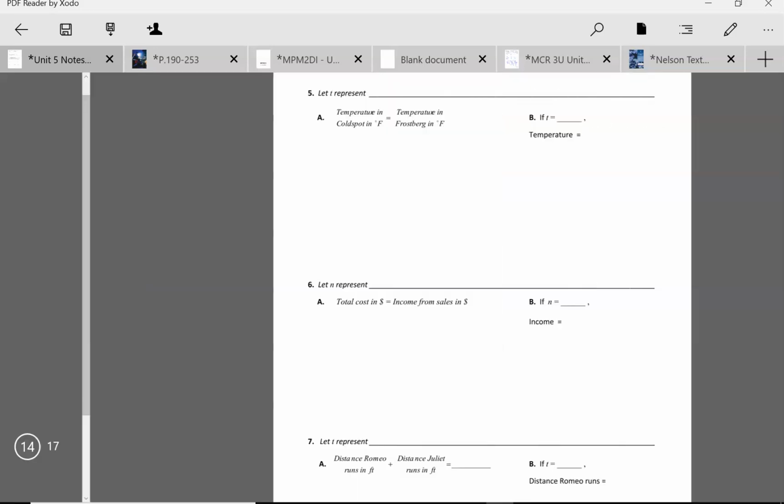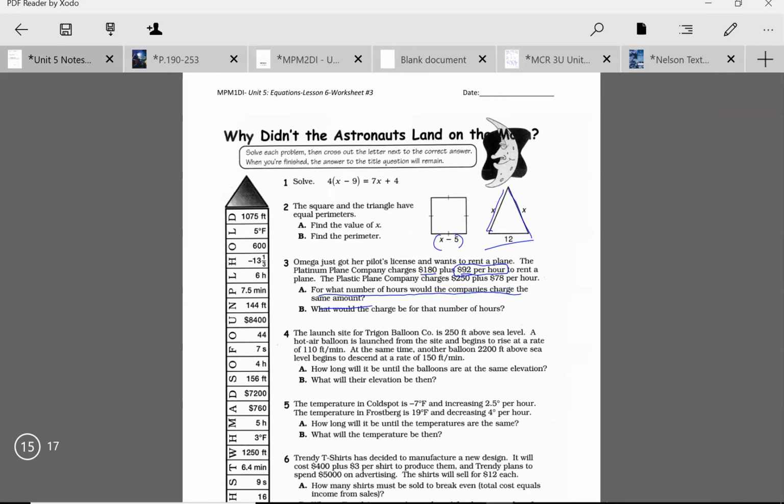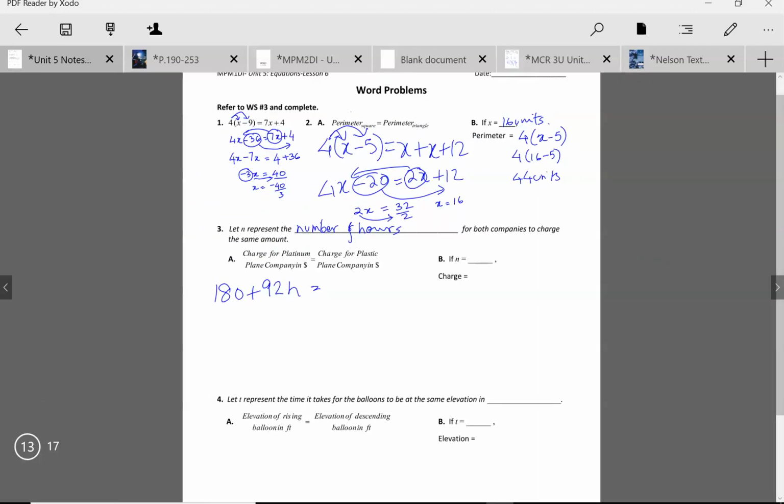Then the Plastic Plane Company would charge 250 plus 78 times h. And again, we just rearrange this. I'm going to move the 180 to that side. The 78 comes over here. Both change their signs and become negative. So 92 minus 78 is going to give me 24, I think. And 250 minus 180, I think, is 70.